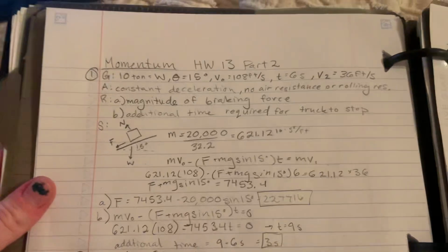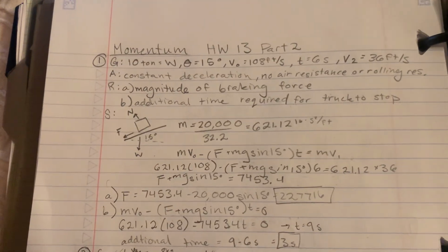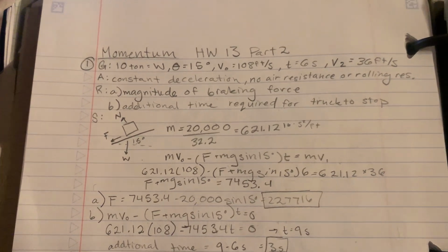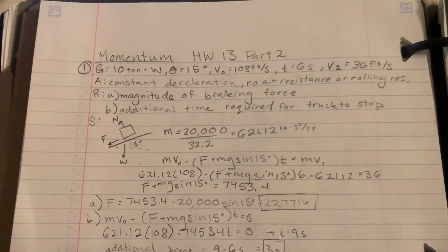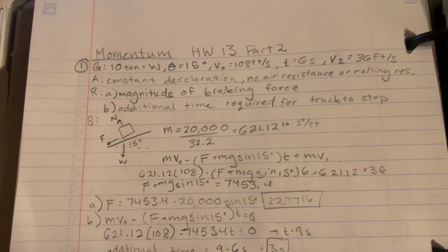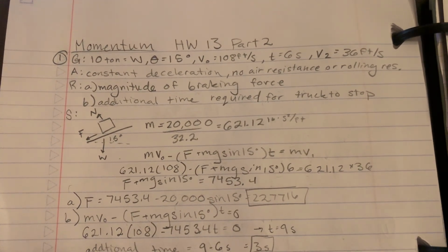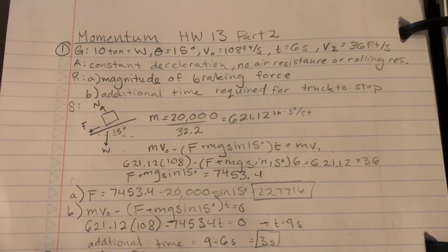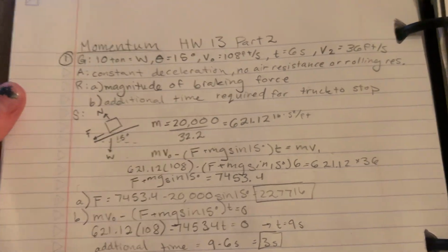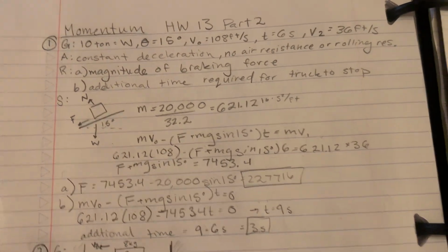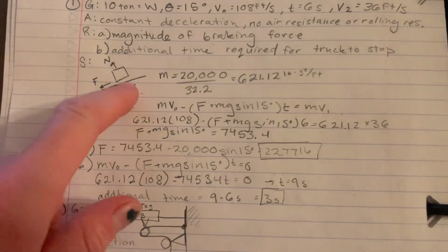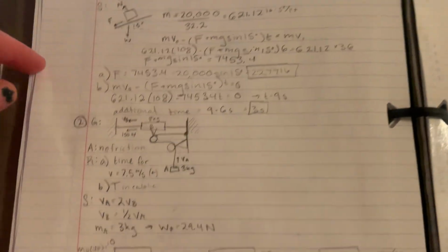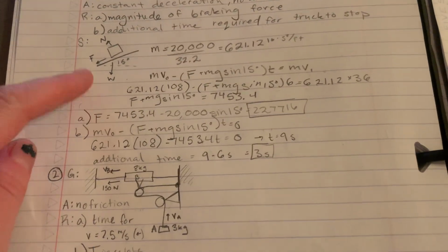All right, for the second part of this homework, it's covering momentum. And this problem is asking for the magnitude of braking force for a truck that's going uphill, like onto a safety ramp. So it's going uphill, and we want to know the magnitude of braking force and the time for the truck to stop. So I have this free body diagram right here.